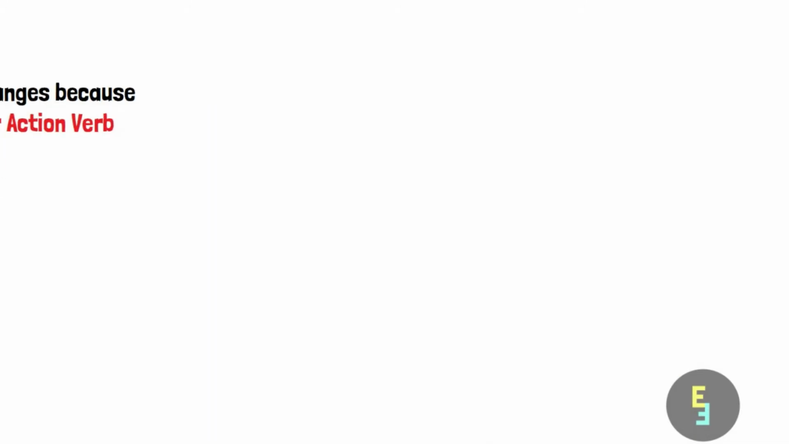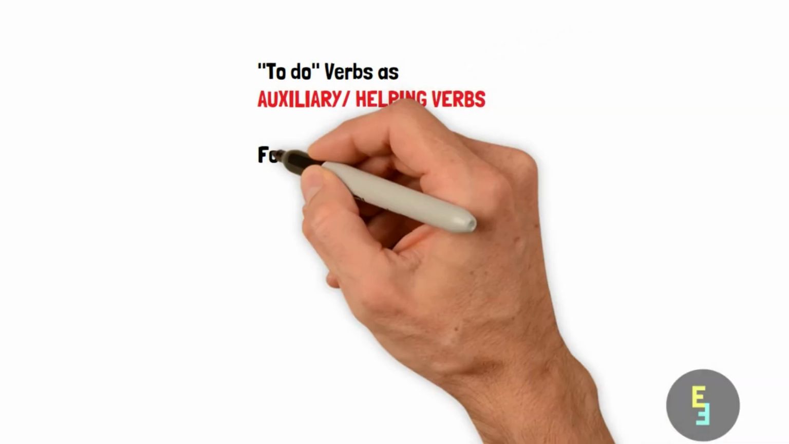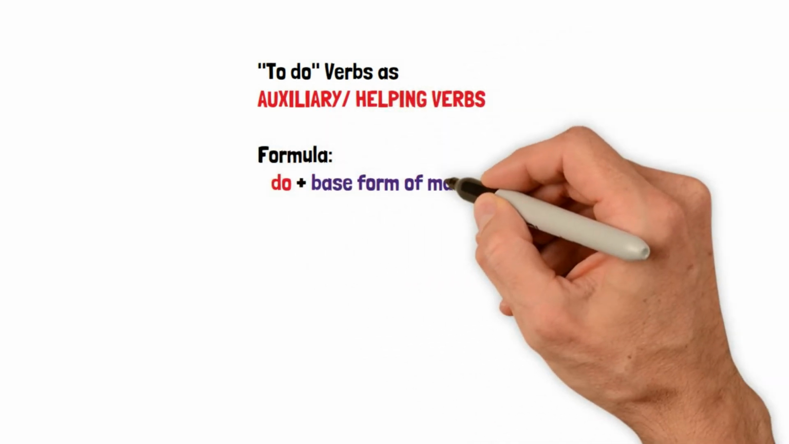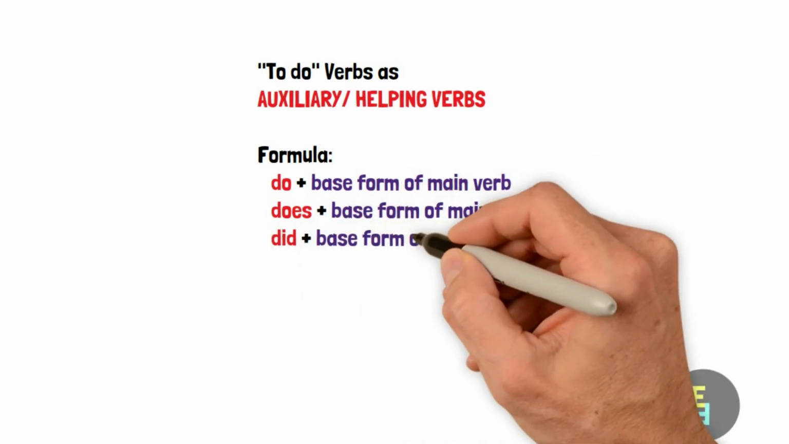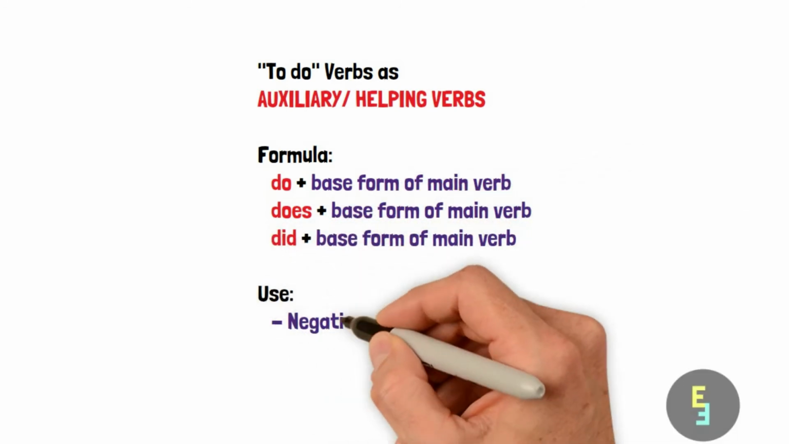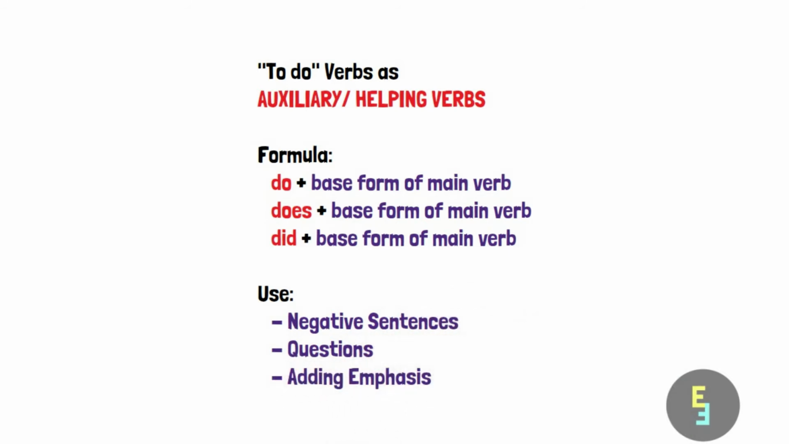Now, let's talk about to-do verbs used as auxiliary or helping verbs. It is also common to use do, does, and did as auxiliary or helping verbs, together with another verb in its base form. Using this formula, we can create negative sentences, questions, or add emphasis.